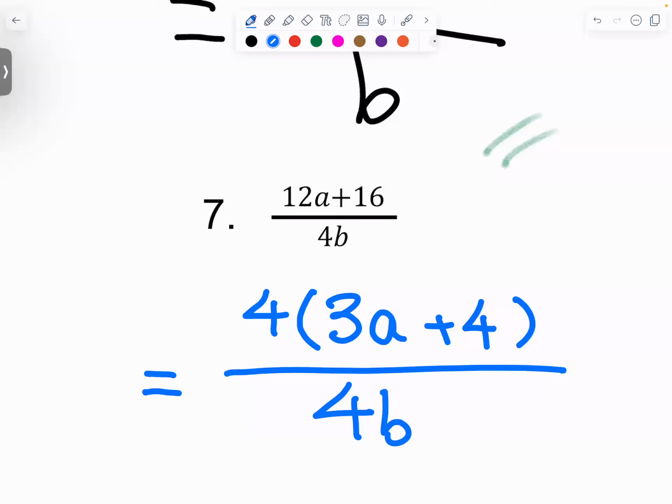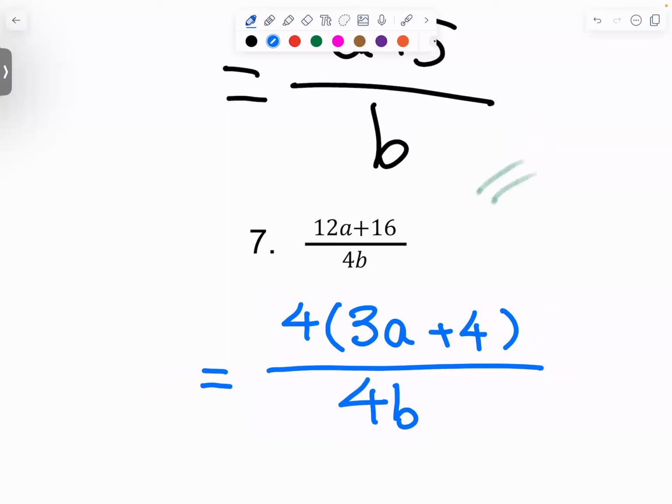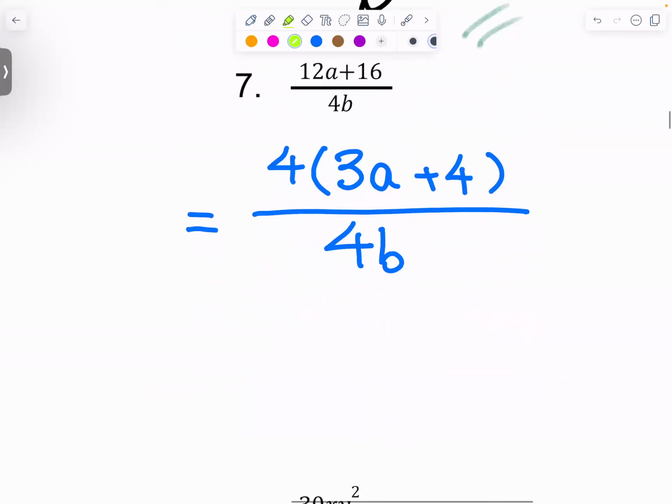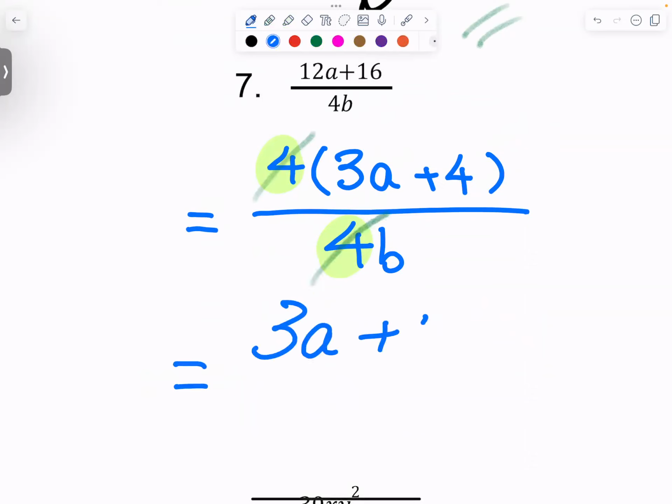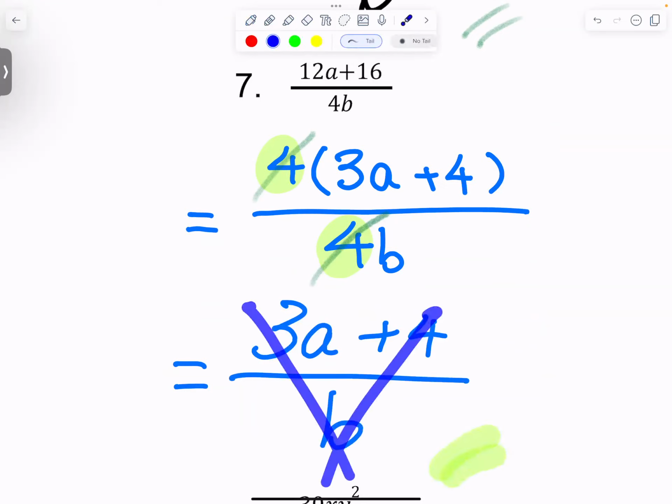Okay. And then next step, we see if something can be simplified. Okay. And then 4 and 4 canceled out. What is left? 3A plus 4 over B. That's the end. They can't be further done with each other. Okay, too hard?